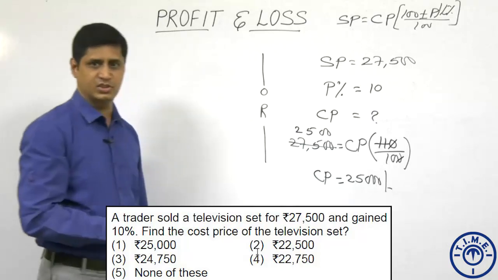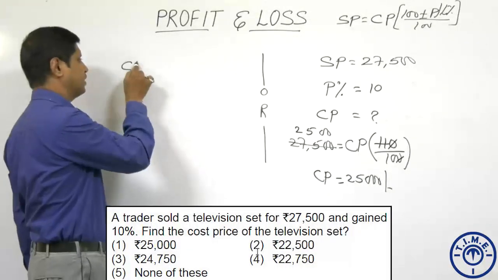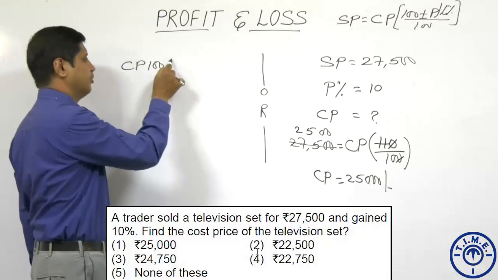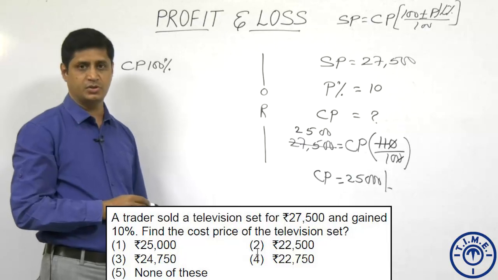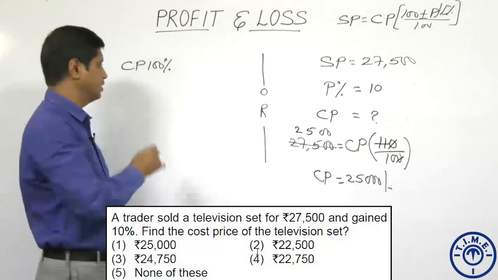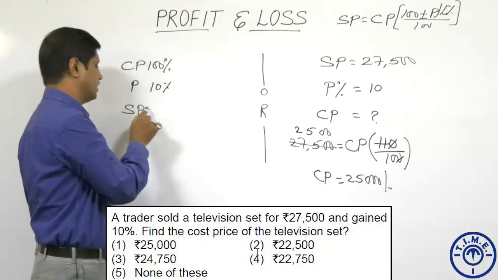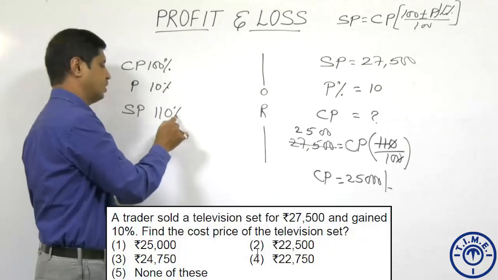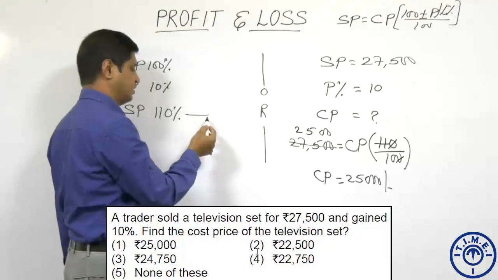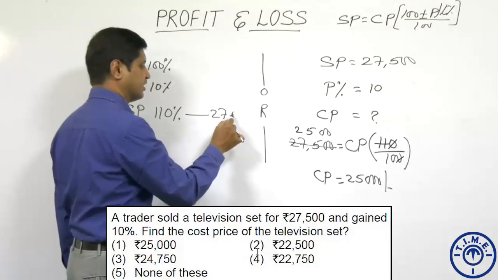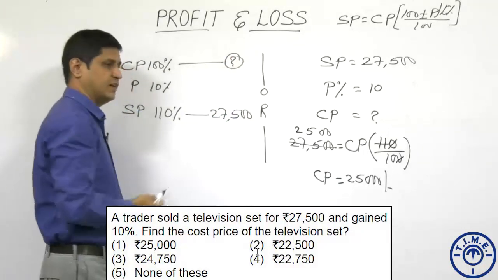What is the second discussion for the same question? Now I am assuming the cost price. In a profit and loss, cost price is a base value. I am assuming the cost price as 100%. When the cost price is 100%, profit is 10% means the selling price of the article is 110% of its cost price. The value of 110% is given here as 27,500. Now what to find? The 100% value.